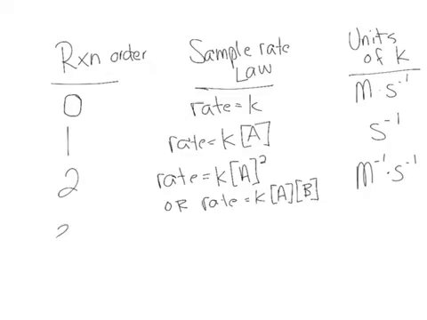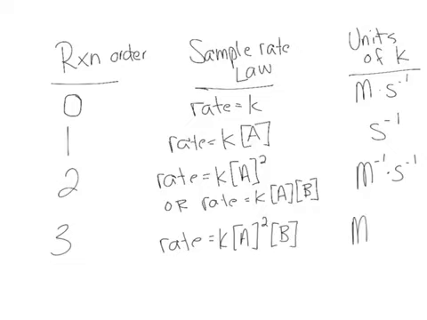And then our last one is a third order, which we did previously, where the rate is equal to k A squared times B, for instance, and then we ended up getting molarity to the minus 2 times reciprocal seconds as well. All right, so that is, in a nutshell, how you determine the rate law from some rate data.